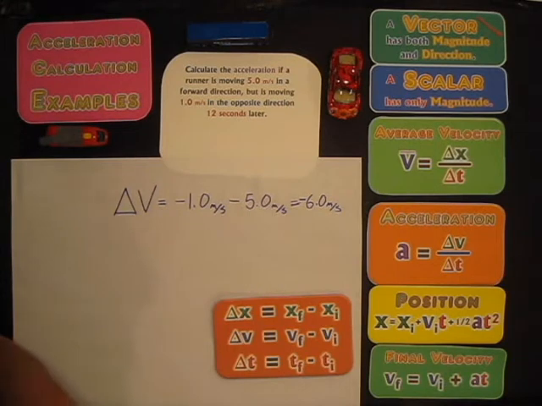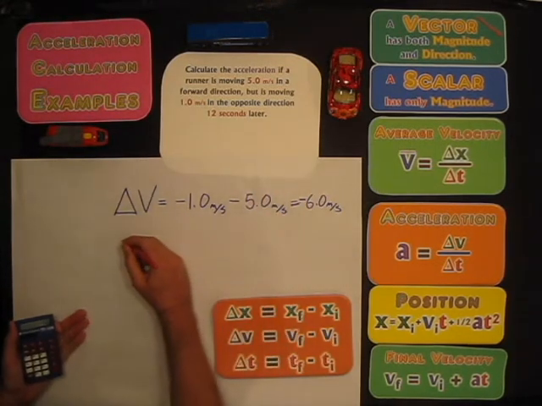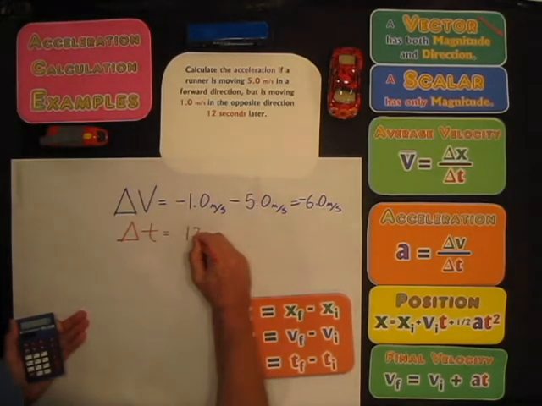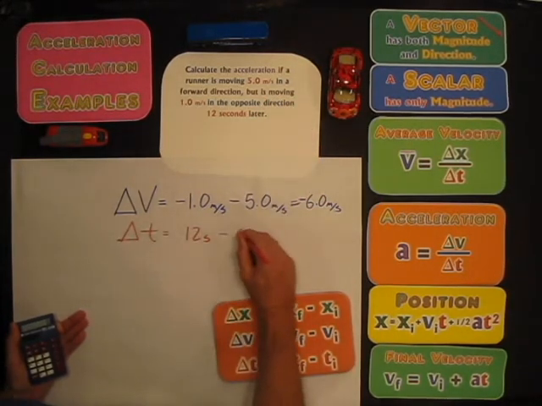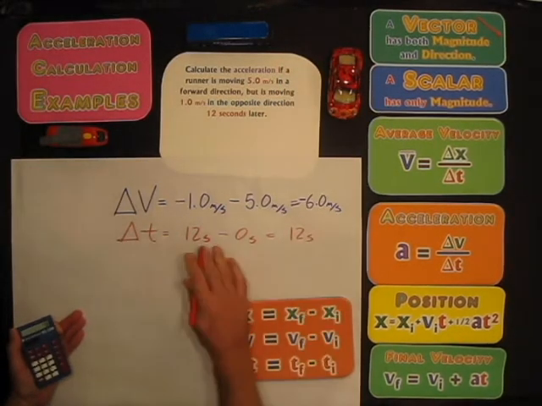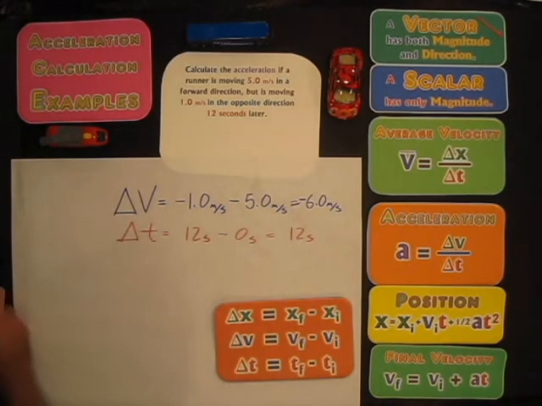Okay, and then what about my delta t? Well, just for the same reason, let's do this faster now. That was my final time, 12 seconds. What was my initial time? Well, we started at 0. We just chose that, and that equals 12 seconds. Time will not be negative. Time is going to be positive.